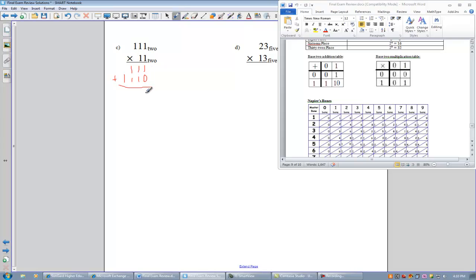And so 1 plus 0 is 1. 1 plus 1, remember, is 10. I need to check over here. 1 plus 1 is 10. So you write a 0 and a 1. 1 plus 1 is 10, plus 1 is 11. So I write 1 and a 1. And then 1 plus 1 again is 10. So I write a 1 and a 0. And that's base 2.